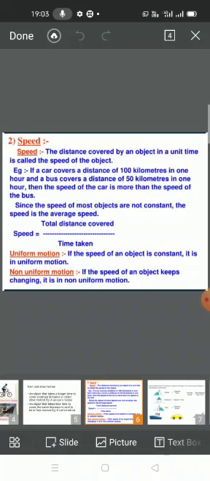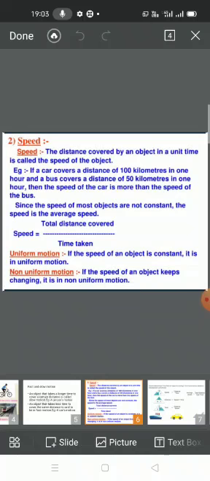We can calculate how much distance has been covered by a particular object in a given time. That is how we can calculate the speed of an object. Since the speed in most objects is not constant, the speed is the average speed. If the object is not moving at a uniform speed, a new word is there, that is uniform and non-uniform motion. We are going to talk about it. The formula of the speed is total distance covered upon total time taken.